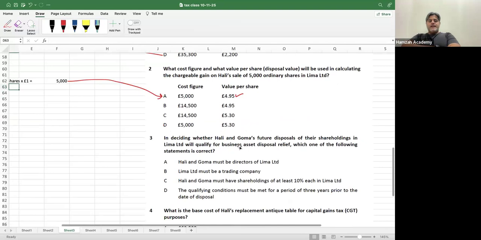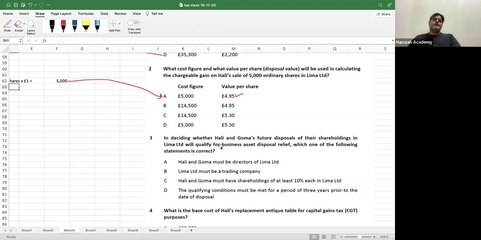Then, in deciding whether Holly and Goma's future disposal of their shareholding in Lima Limited will qualify for business asset disposal relief, which one of the following statements is correct? Now, in deciding whether they are going to have a relief or not, basically, for having the business asset disposal relief for this budget, basically, that we say.